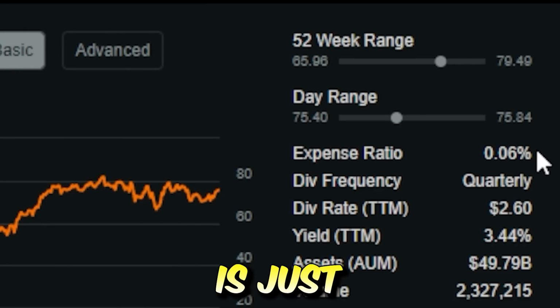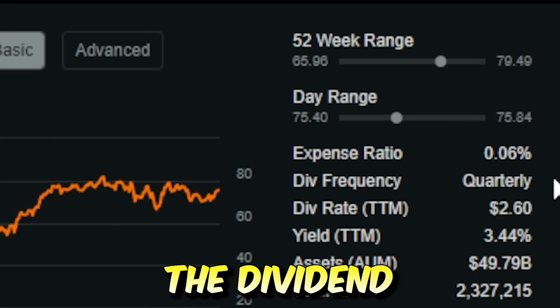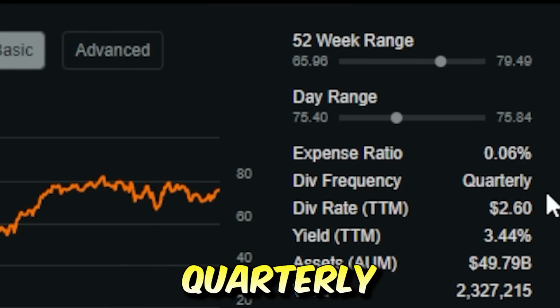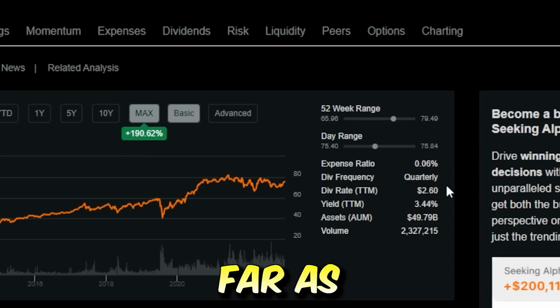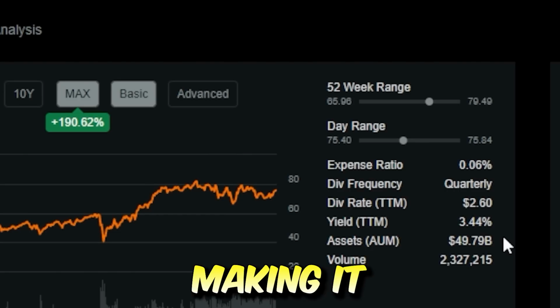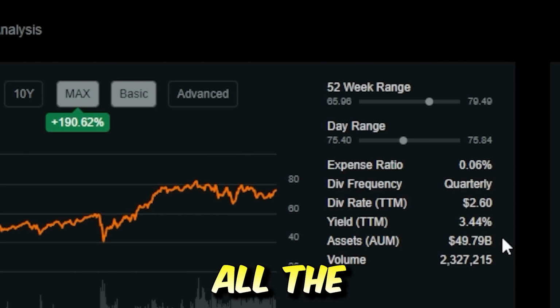SCHD's expense ratio is just 0.06%, which is a very cheap cost to own a very high quality ETF like this, in my humble opinion. The dividend frequency is of course quarterly, and the trailing 12 month dividends paid is around $2.60. The yield over the trailing 12 months is 3.44%. Maybe craziest of all though, the assets under management for SCHD is almost $50 billion, making it one of the largest ETFs in all of the stock market.